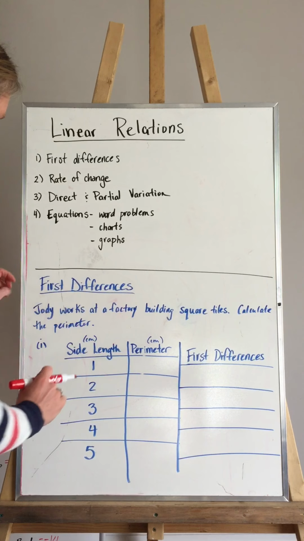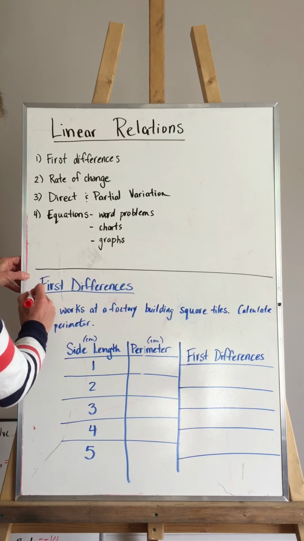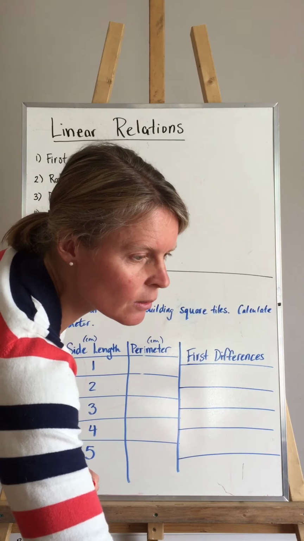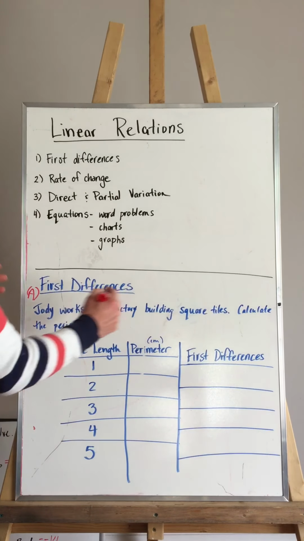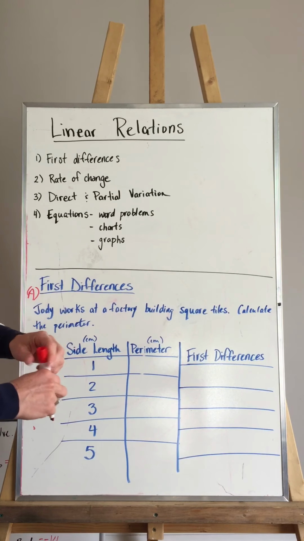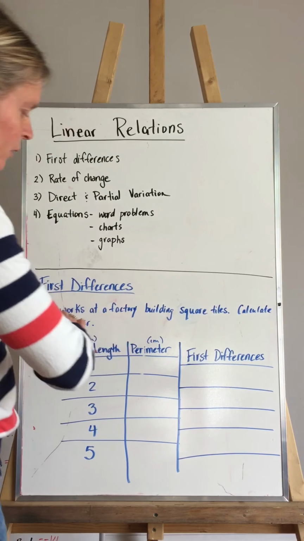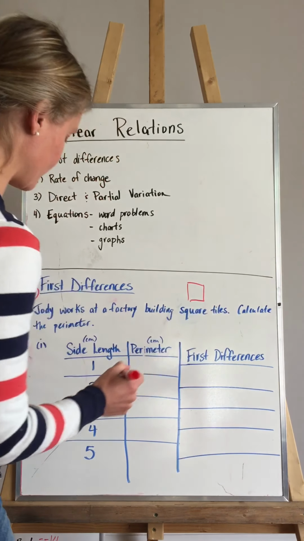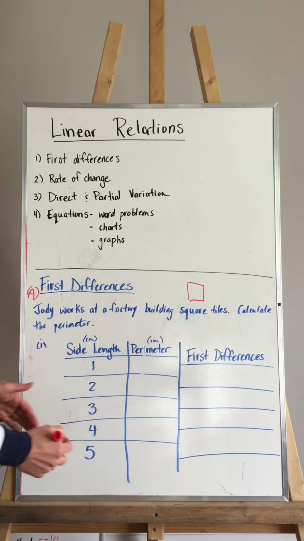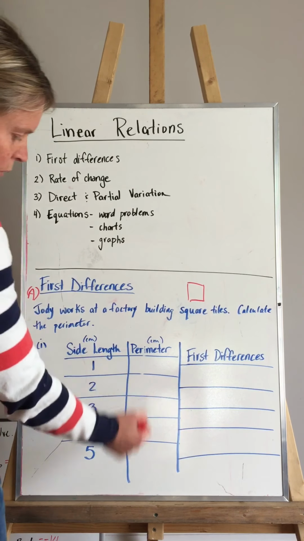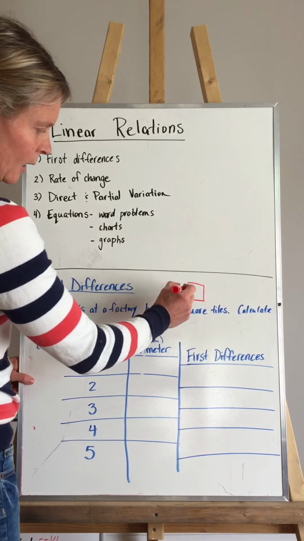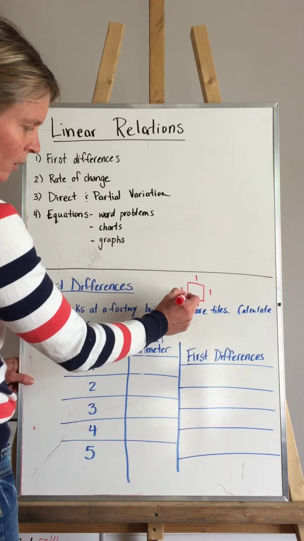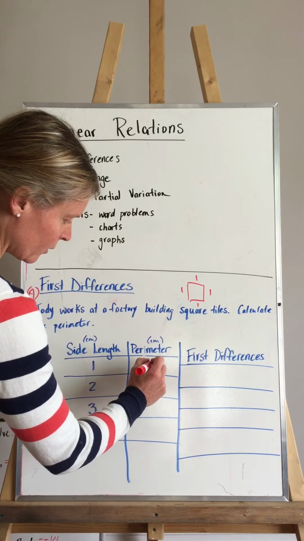So the sheet that you have, there's 3 problems. This is A of the problems, okay? What it says is, Jody works at a factory, she's building square tiles. There's a bit more detail on your sheet, but that's the gist of it. She's building square, that's kind of key, square tiles. So calculate the perimeter as the side length goes up. So we're just going to fill in this table. Okay, so if the side length is 1 centimeter all the way across, recall perimeter is the distance around. So your perimeter is just going to be 4 centimeters.